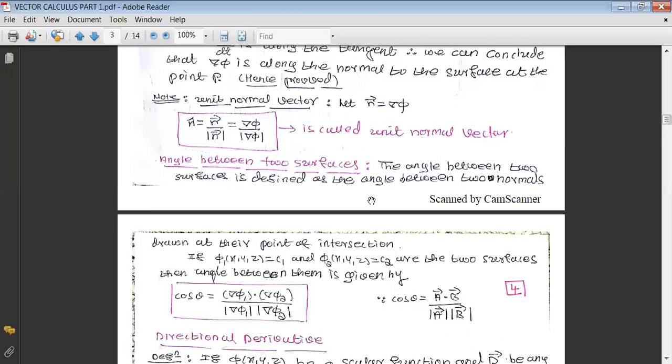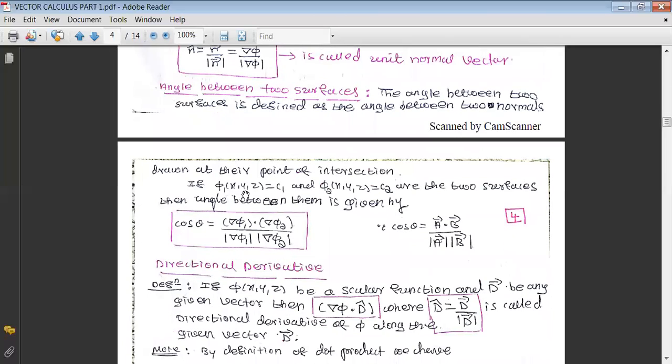In a similar fashion, instead of curves, if you find surfaces, the angle between the two surfaces is defined as the angle between the two normals drawn at their point of intersection. Suppose φ1(x,y,z) = c1 is one surface, and φ2(x,y,z) = c2 is another surface. Then the angle between these two surfaces is given by cos θ = (∇φ1 · ∇φ2) / (|∇φ1| |∇φ2|).